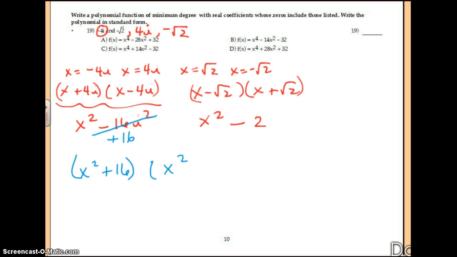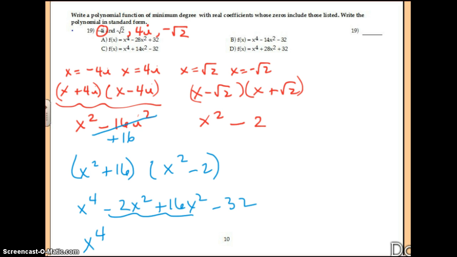So now we have x squared plus 16 times x squared minus 2. You'll multiply those together using the FOIL method. That's x to the 4th minus 2x squared plus 16x squared minus 32. Combine our like terms and we have x to the 4th plus 14x squared minus 32, which is C.